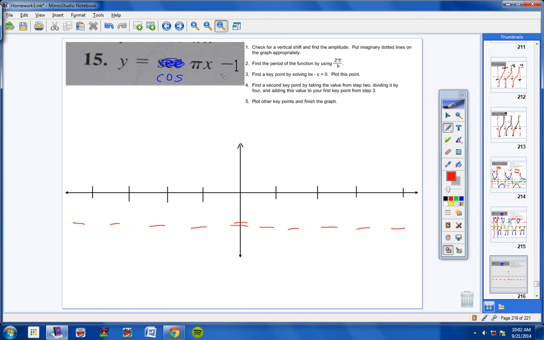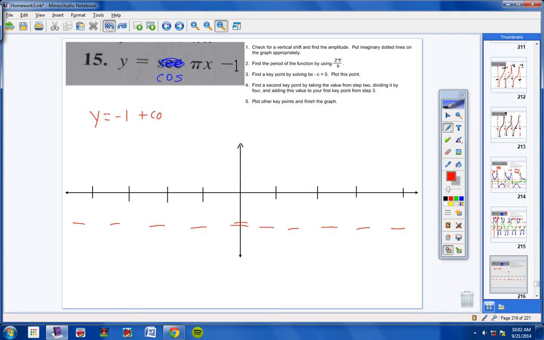Now, students, you might be saying, well, Mr. Air, how do you know it's not cosine of pi x minus 1? Because there's no parentheses around it, okay? In other words, another way to write this would be y equals -1 plus cosine of pi x. Hopefully that helps you see that a little better, okay? All right, so continuing on.